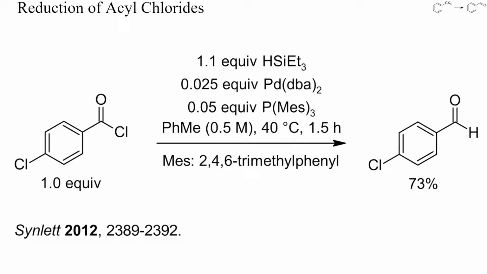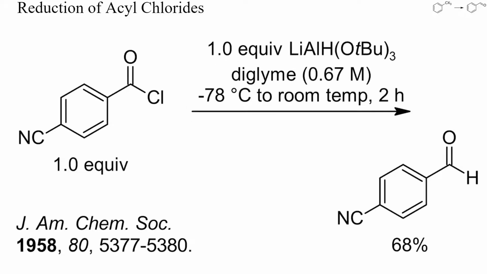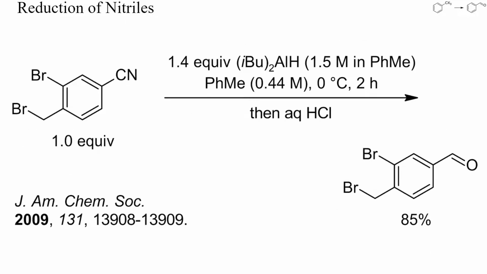I'm highlighting this because such dehalogenations occur readily and can be difficult to suppress. Also, biaryls are often formed when aryl halides are treated with reducing agents in the presence of palladium or nickel. Lithium aluminum hydride can be deactivated by partial alcoholysis with tert-butanol. The resulting reagent enables the selective reduction of acyl chlorides to aldehydes, even in the presence of cyano groups, as shown here. I'll show you now some examples of the reduction of nitriles to aldehydes.